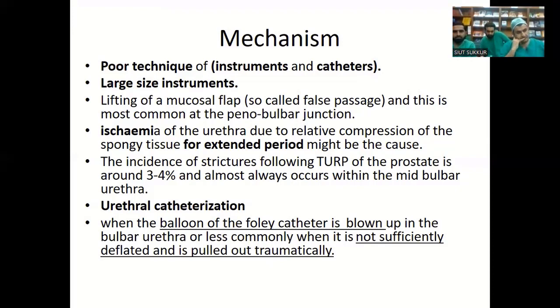After urethral catheterization, or when the balloon catheter has been blown up in the bulbar urethra, or if we pulled out the catheter without deflating the balloon properly, a stricture can occur.